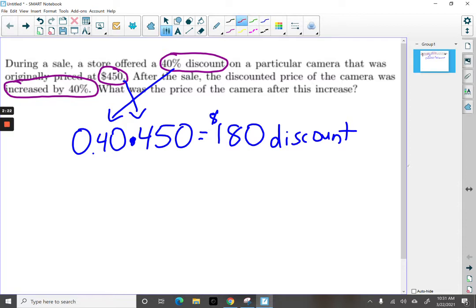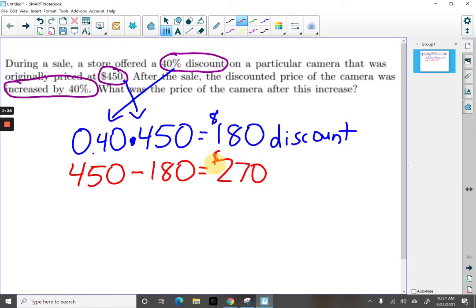So if I wanted to figure out how much it's going to cost, since this is a discount and the price is going down, we are going to subtract these and get this $270 during sale. That is how much I would pay during this sale right here.